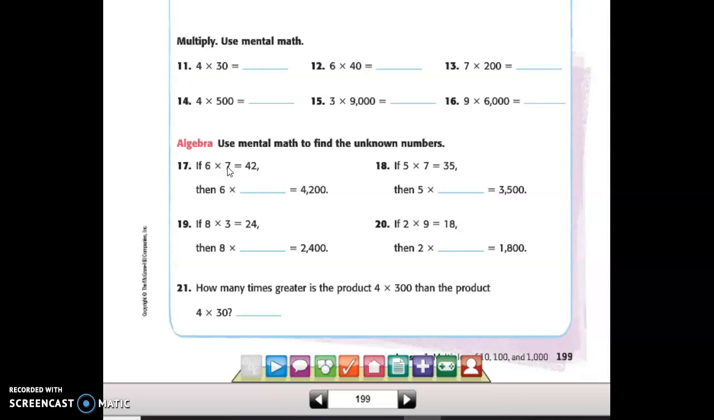If the 6 times 7 is 42, then 6 times what is 4,200. So you need to find what that other factor is. And you know, because our basic fact is still there, 6 and 42, you know it's going to be a 7. But the question is how that 7 is going to change to get this change in your answer. And hopefully you can see what that change is.